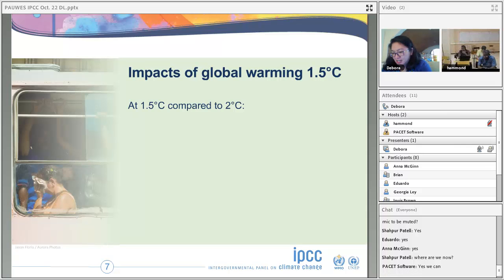Transformational adaptation is then adaptation that changes the fundamental attributes of a socio-ecological system in anticipation of climate change and its impacts. And I'm just seeing that my slides have appeared in a different order.